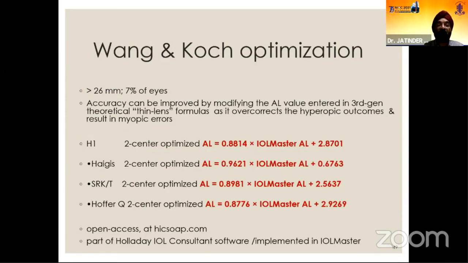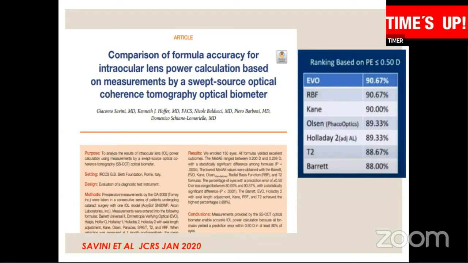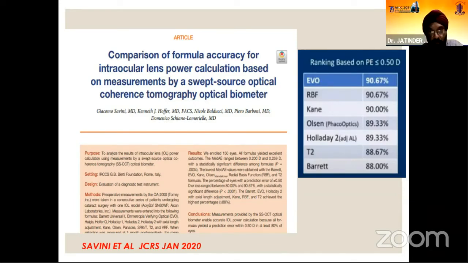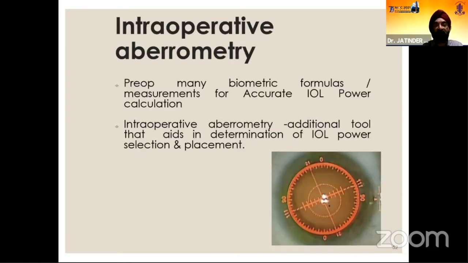This is what Wang and Koch optimization does. We have to convert the axial length by multiplying it with a certain constant, and that is how we use this modified axial length in the formulas. And in a publication in 2020 in JCRS, they have found that Hill RBF and Kane formula score over other formulas. So one formula fits all. If we want to use one formula, Barrett or Hill RBF can be used.